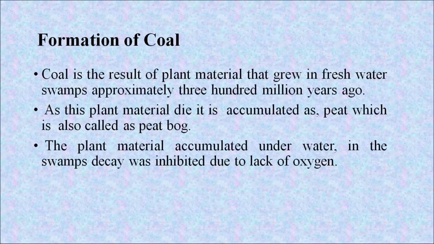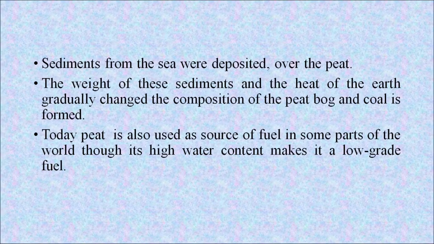Formation of coal. Coal is the result of plant material that grew in freshwater swamps approximately 300 million years ago. As this plant material died, it accumulated as peat, also called peat bog. The plant material accumulated underwater in the swamps, and decay was inhibited due to lack of oxygen. Sediments from the sea were deposited over the peat. The weight of these sediments and the heat of the earth gradually changed the composition of the peat bog, and coal was formed. Today, peat is also used as a source of fuel in some parts of the world, though its high water content makes it a low grade fuel.